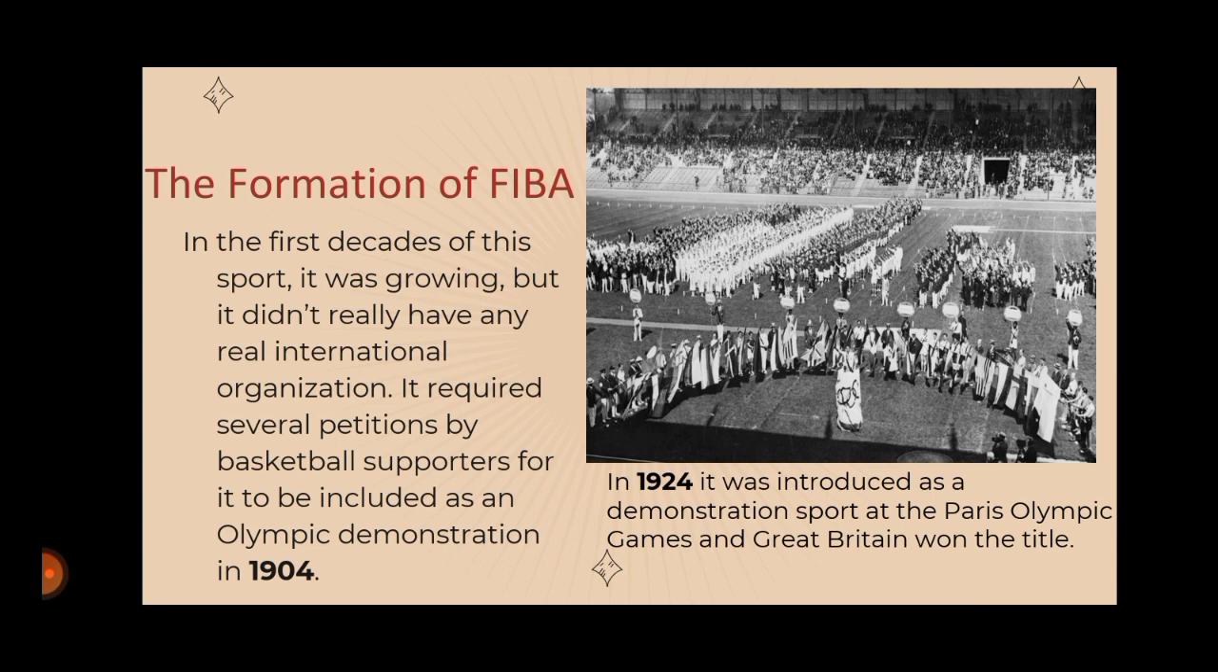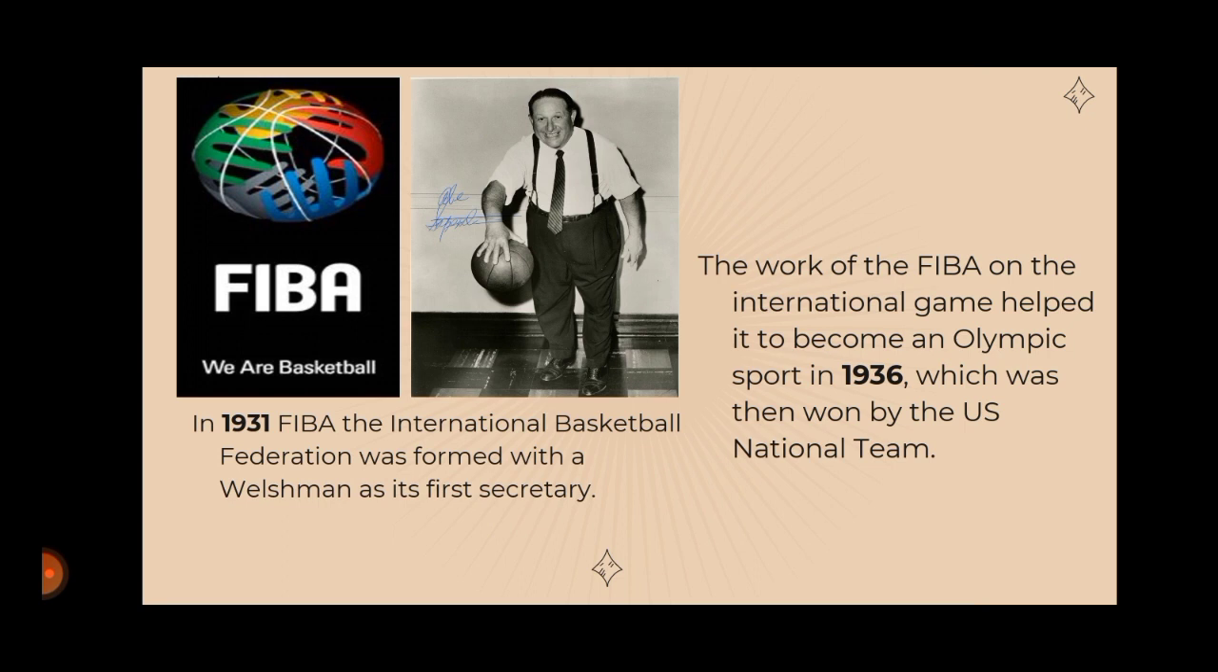In the first decades of this sport, it was growing, but it didn't really have any real international organization. So, it required several petitions by basketball supporters for it to be included as an Olympic demonstration in 1904. And after 20 years, in 1924, it was introduced as a demonstration sport at the Paris Olympic Games, and Great Britain won the title. In 1931, FIBA, the International Basketball Federation, was formed with a Welshman as its first secretary, and their work helped the international game to become an Olympic sport in 1936, which was then won by the US national team.